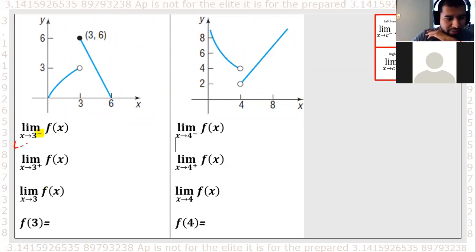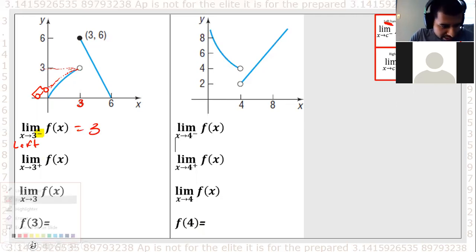This is from the left, right? The minus sign is from the left-hand side. So my little roller coaster is approaching 3. I'm going from the left and I'm getting super close to 3. What would be that y value right there? It should be 3, yeah.